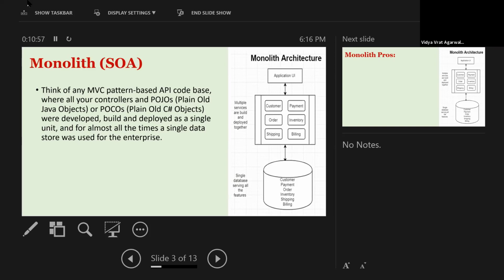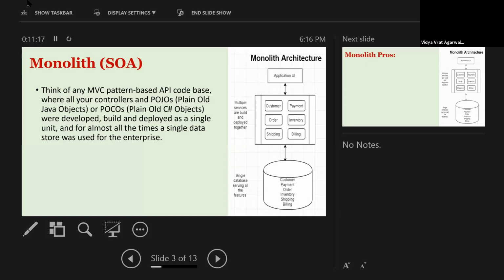Because you guys are students, you don't know too much about these industry terms. Think about all this functionality. I hope that makes sense, because we are also customers of so many websites, right? We always buy something, place orders, we have billing and all that. So think about it, all that functionality is being built together and deployed together.